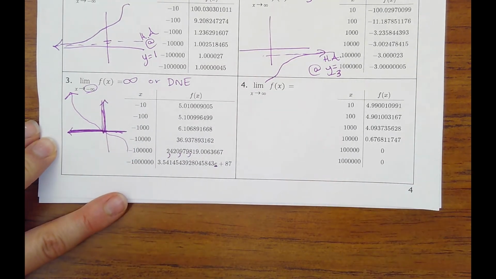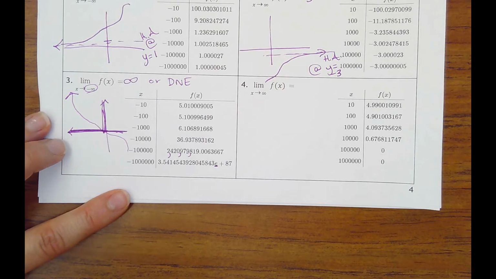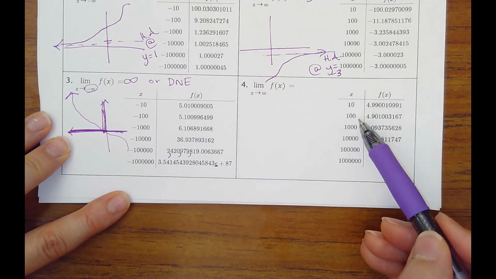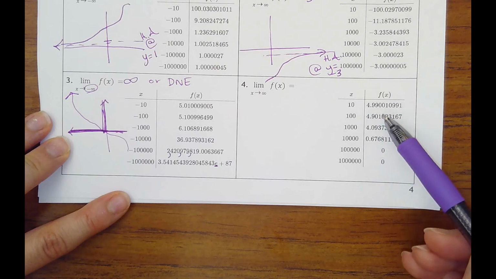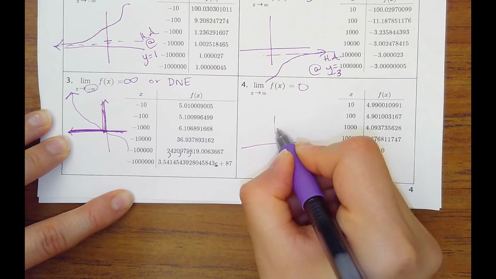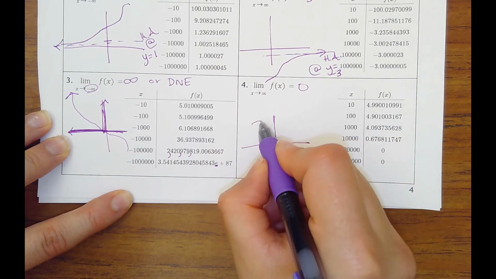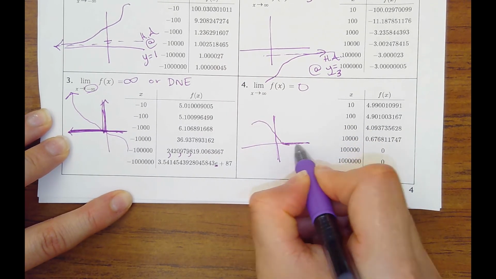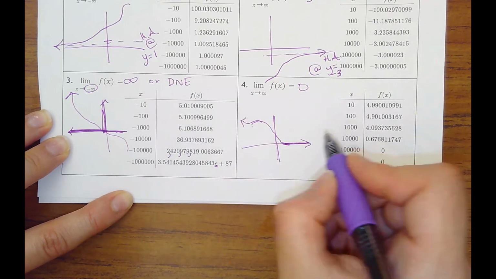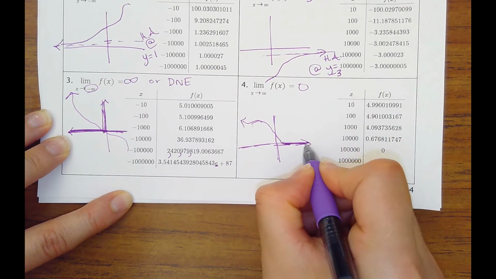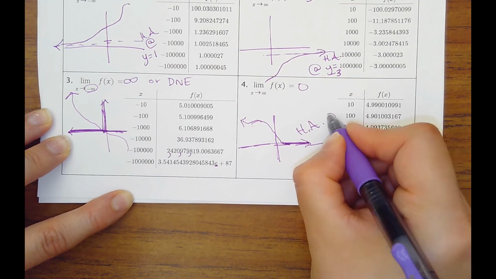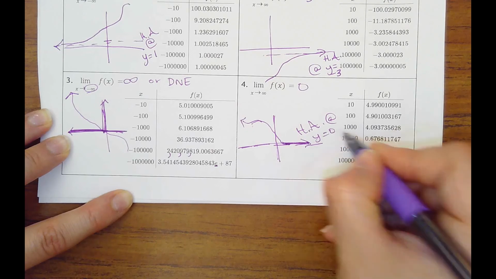All right, and then the last one is pretty easy. As we're getting bigger, going to the right, our values start out at about 5, and then we're coming down to 0. So that would be where the right end is coming down here, which means I have a horizontal asymptote at y equals 0 because it's on the x-axis.